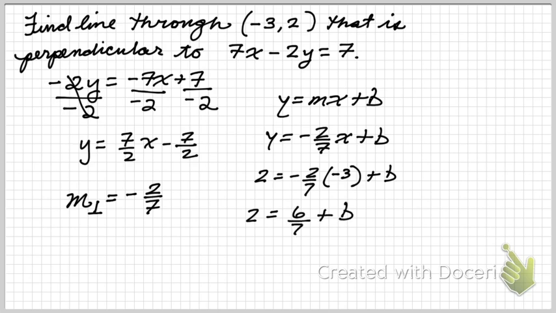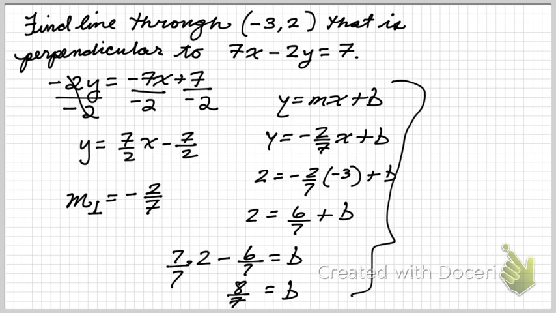And some of you do not like fractions, but you're going to have to deal with it here. Minus 6/7 is equal to b. So I get a common denominator of 7, and that'll be 14 minus 6 is 8. So the y-intercept will be 8/7.